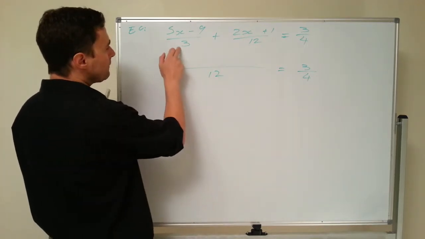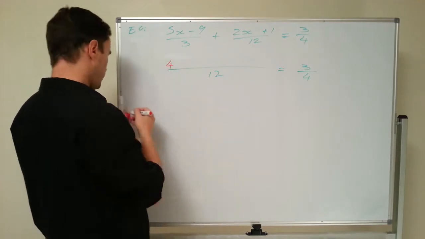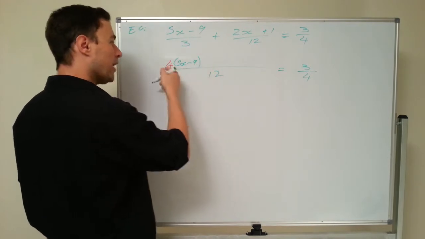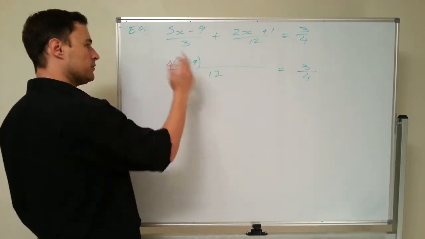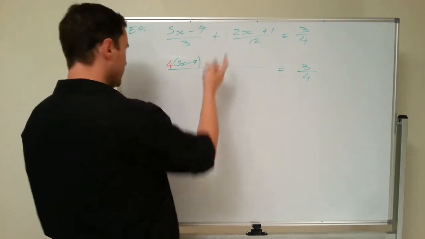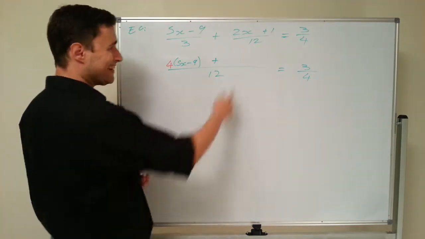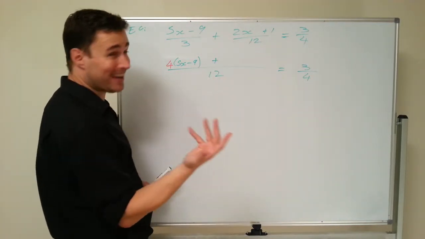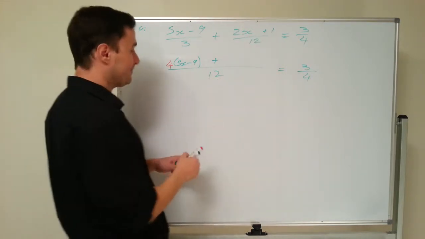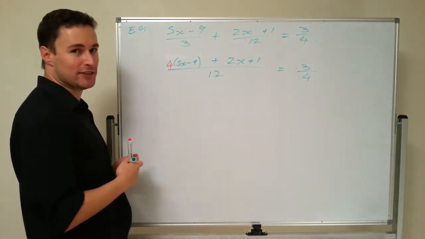Now, what do I have to do to 3 to make it 12? Well, I have to times it by 4. So I have to times the top, 5x minus 9, by 4. What I do to the bottom, I do to the top. 3 times 4 gives me 12, so I have to times the top by 4. Plus, what do I need to do to 12 to make 12? Nothing. 12 stays 12. It's a trick question. So the top just stays 2x plus 1. There's no change having to happen there.